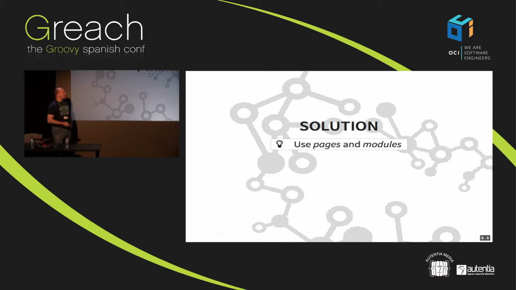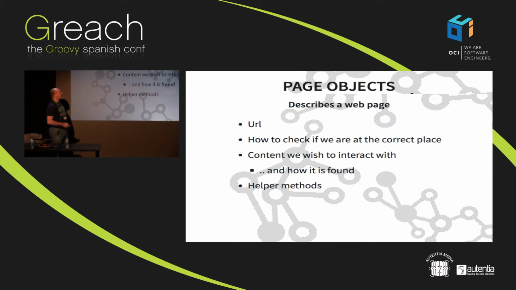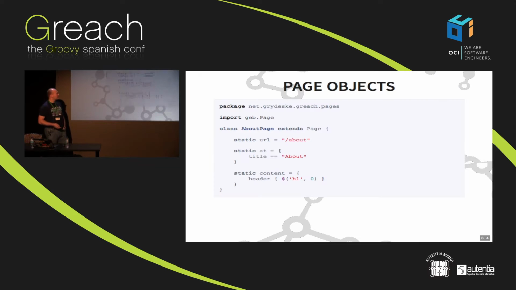So what we should do is use pages and modules. This is one of the strongest things in JEP as I see it. So a page object describes the URL that we are in, how to check that we are at the right place, and the content we wish to interact with, and we can add helper methods to this. So in one phrase, we can actually do domain modeling. So use software-tested principles for this. So this is how a page could look like.